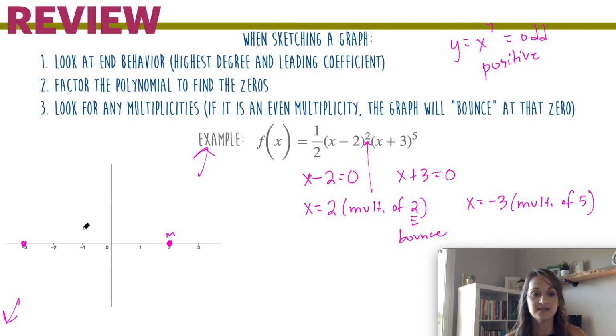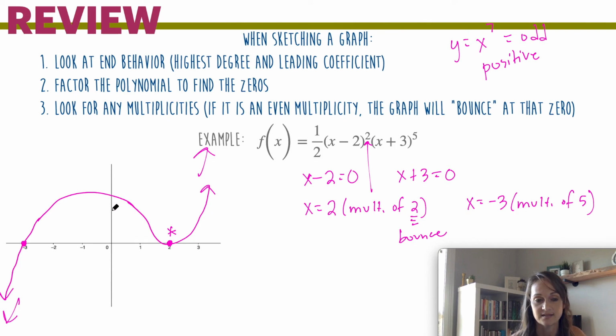Now, we know that at 2, it is going to bounce. So I'm going to go ahead and just put an asterisk because at this point, it is going to bounce because it's a multiplicity of an even number. At negative 3, it's going to go through because it's odd. So we know that this graph is going to look something like this. It's going to go up, but it has to bounce here, which means it's going to have to go down and curve back up at that point. The only other thing that you could probably sketch is if you plug in 0, you can figure out where it's going to cross the y-axis. But for sketching purposes, look for the end behavior, find any zeros, and then look for any multiplicities.